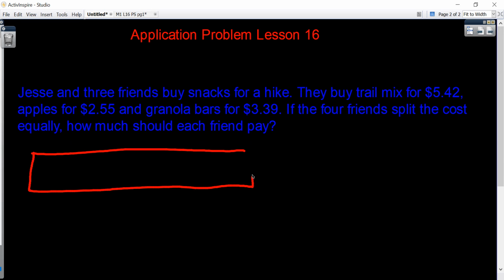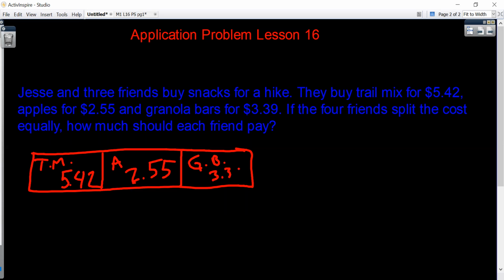So first I'm going to make a tape diagram because we do not know how much all of these items cost together. So first we have our trail mix. I'm just going to abbreviate that as TM, trail mix. And we have that as $5.42. And then we have apples. I'll just abbreviate that by the A, sorry. And that was $2.55. And then granola bars, and I'll abbreviate that with a GB, was $3.39. We do not know what that cost altogether. So altogether, we added these three boxes up. We do not know that cost. So that's a question mark.